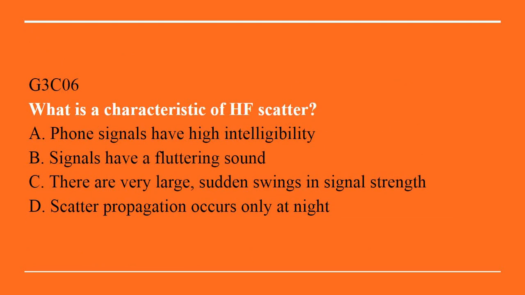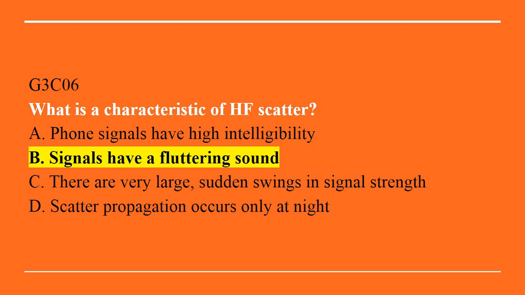G3C06, what is a characteristic of HF scatter? A. Phone signals have high intelligibility. B. Signals have a fluttering sound. C. There are very large sudden swings in signal strength. Or D. Scatter propagation occurs only at night. Answer is B. Signals have a fluttering sound.